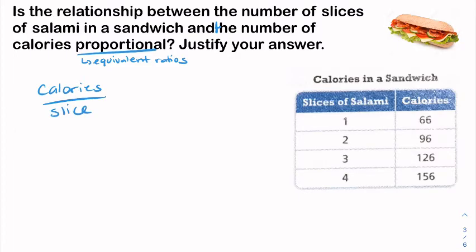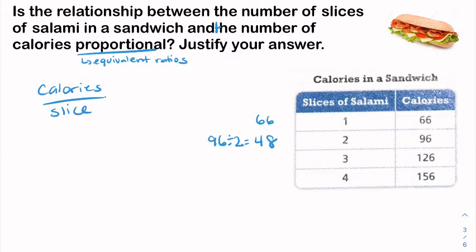So the very first entry already gives us a unit rate. We have 66 calories per slice. Let's look at the next one. We're going to take our calories and divide it by the slices of salami. So 96 divided by 2. That gives us 48 calories per slice.